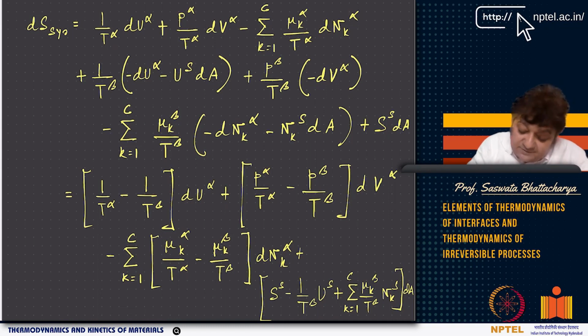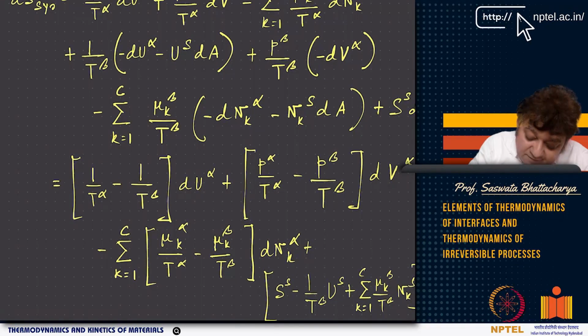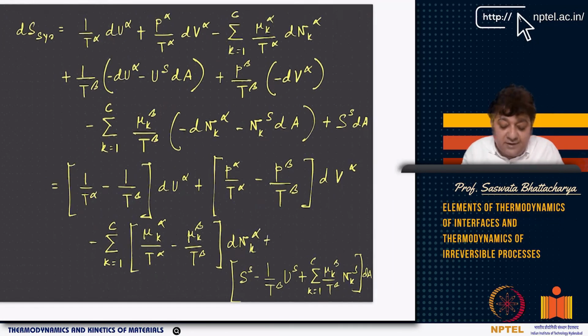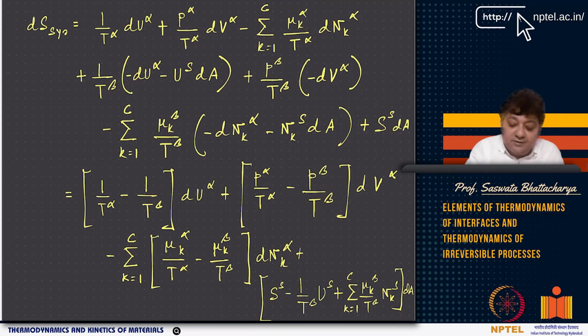If you do a little bit of manipulation, you have 1 by T beta, and here it was dU beta. Instead of dU beta, I have written dU alpha, and you have also U^s, that is the U surface, times T. Again you have here, for example, N_k^s times T. Now, all these terms which are surface dependent have come up, and also you have the excess entropy associated with the surface. This term you should not forget. Now, if you have that, you can rearrange to get the different equilibrium conditions.